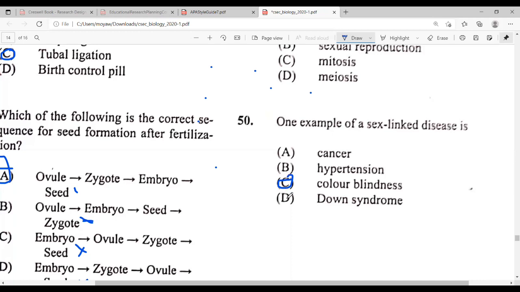And then for Down syndrome, you may be thinking that Down syndrome has to be on the chromosome because it affects the chromosome. But what happens in Down syndrome is just that the 21st chromosome has an extra copy of itself. So it's not sex-linked because that is not the sex chromosome. So this is out of it. So the answer is C, because color blindness is the only illness or disease here that is sex-linked.